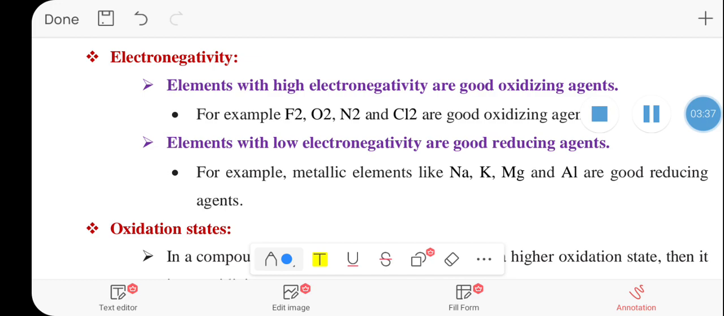Electronegativity. Elements with high electronegativity are good oxidizing agents. For example, fluorine, oxygen, nitrogen, chlorine are good oxidizing agents, good oxidants.